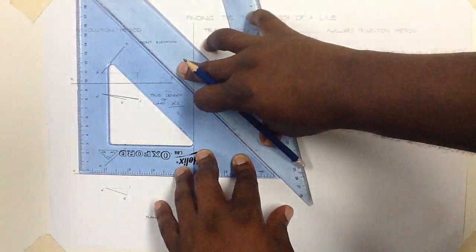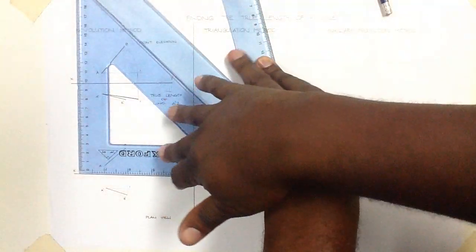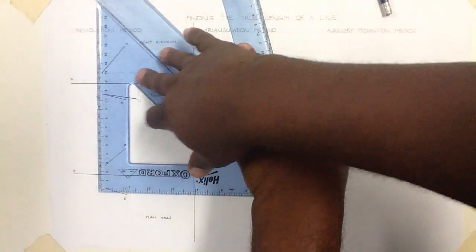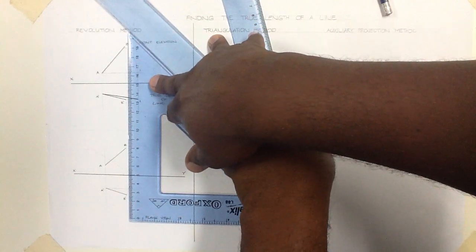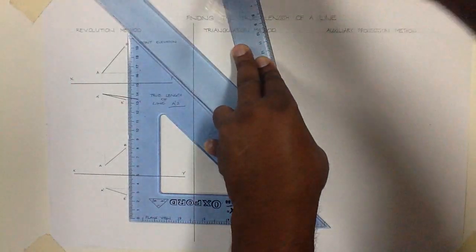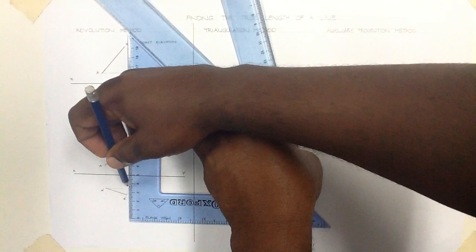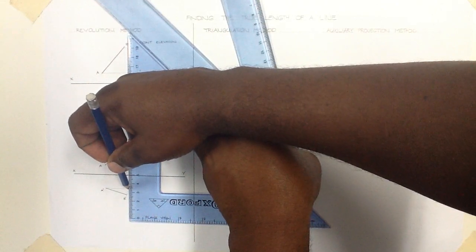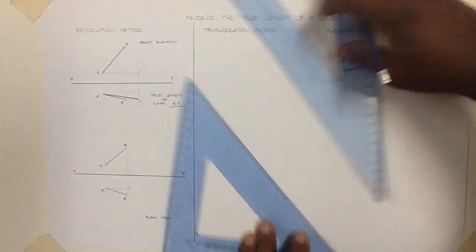Of course, all of this would be done a lot easier if you have a T-square to get this vertical line drawn properly. But in this case, I don't have a T-square, so I'm going to improvise and use the set squares. And of course, when you improvise, sometimes a degree of time is wasted. And this right here is our vertical construction line.